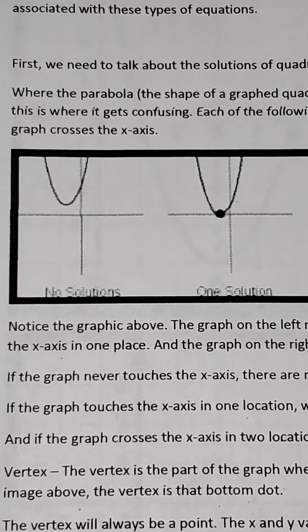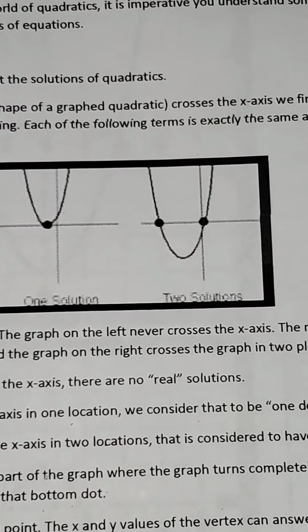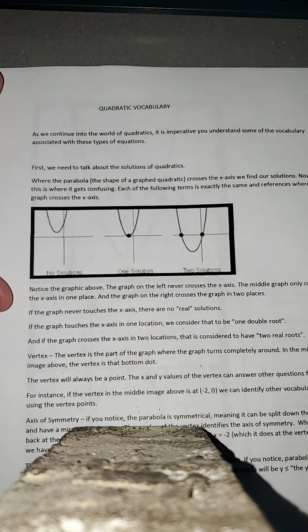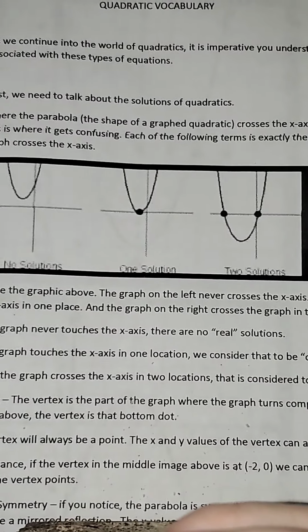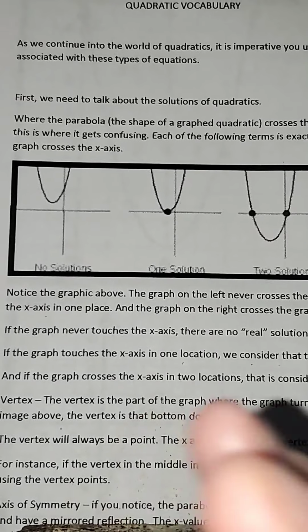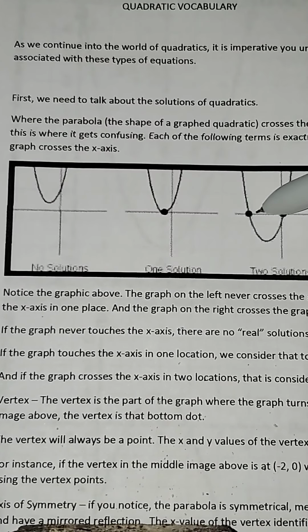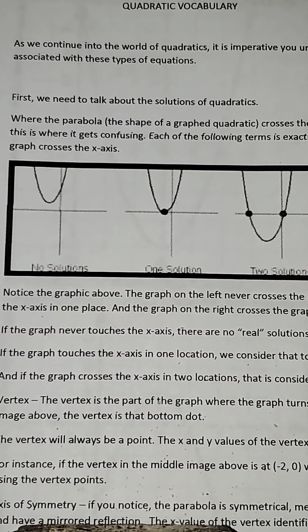Okay, so first, when we talk about solutions to quadratics, what we're really talking about is where we cross the x-axis. See how these are crossing the x-axis? So even though it's not out here, I'm going to read it to you. It says, where the parabola, that's the shape of the graphed quadratic, crosses the x-axis, we find our solutions.